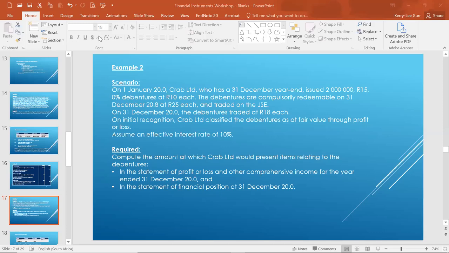Okay, you should see the poll on your screen now. If you would be so kind as to tell me what type of instruments we have, the classification, the measurement, we shouldn't be getting wrong. It was given to us in the question. And then how we're going to account for those transaction costs.